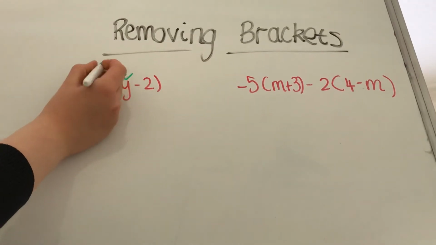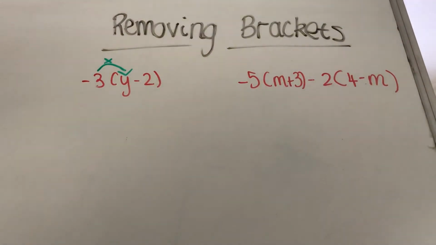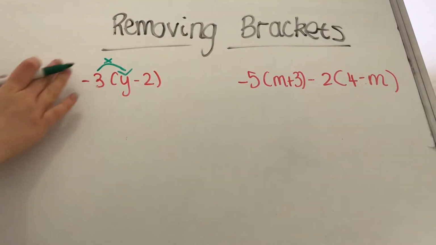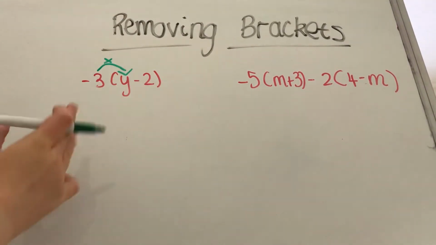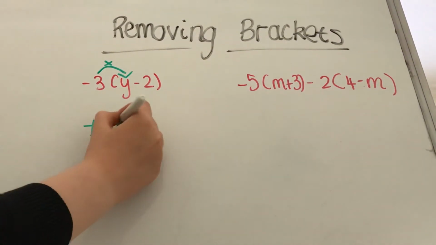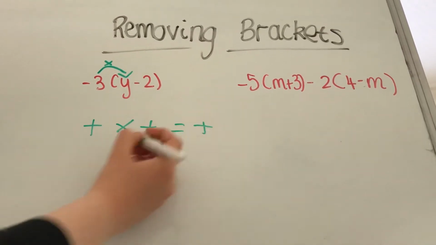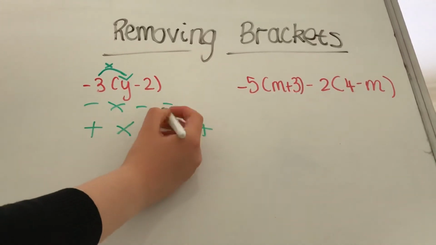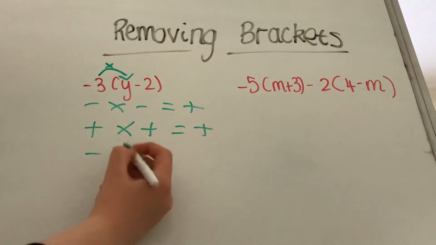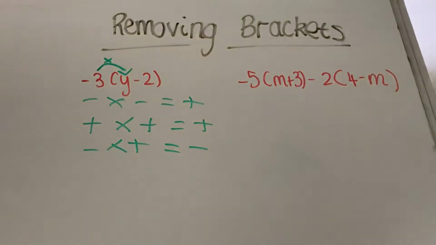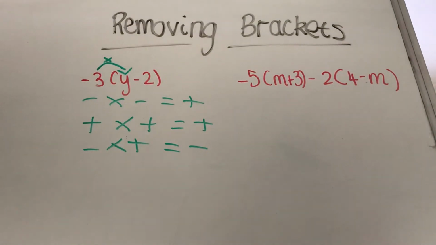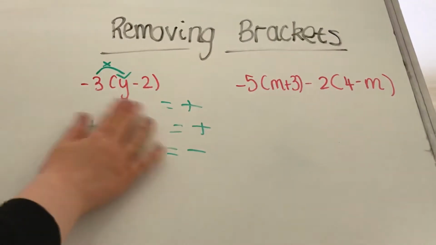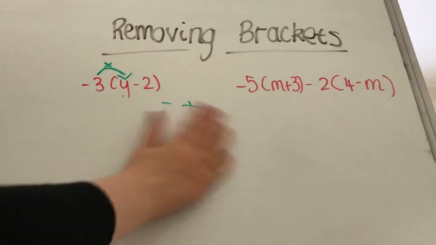So first of all, I want to do -3 times by y. So this here is -3 times by positive y. The thing we have to remember is a positive times a positive equals a positive. A negative times a negative equals a positive. And a negative times a positive equals a negative.